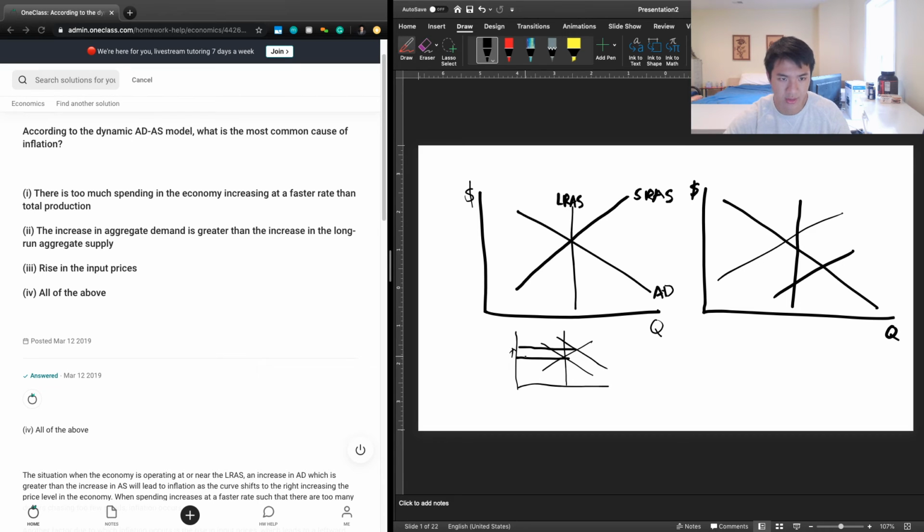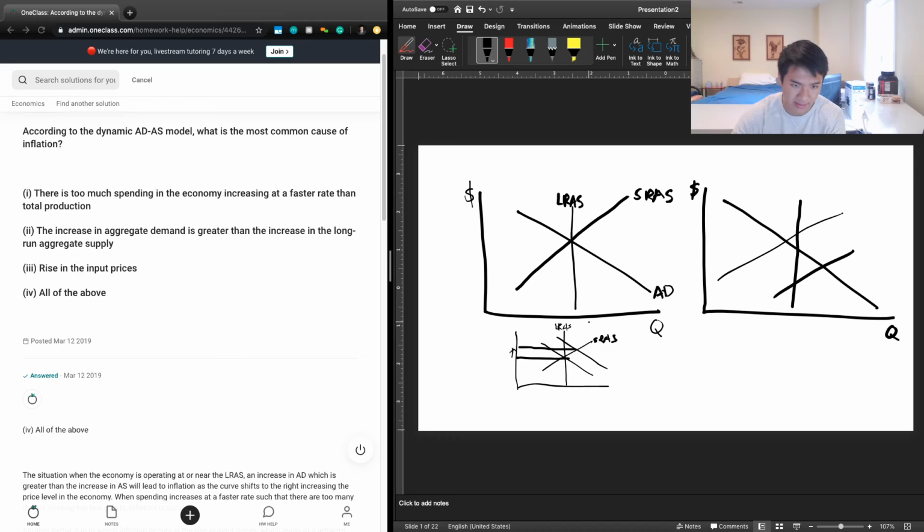That is inflation. And so that is one reason that inflation might happen, because we see only spending is increasing, but total production from the long-run aggregate supply curve is not changing, and the short-run aggregate supply curve is not changing as well. So that's one way that inflation can occur. We see that one of the answer choices is all of the above, so let's check the other ones.